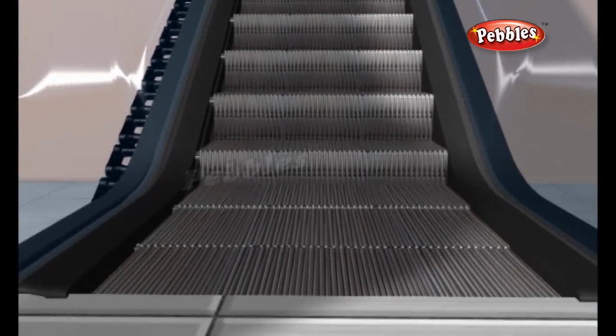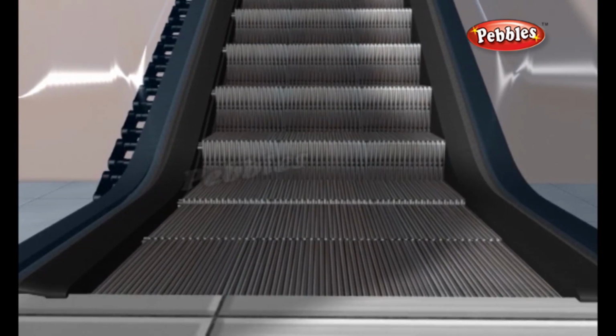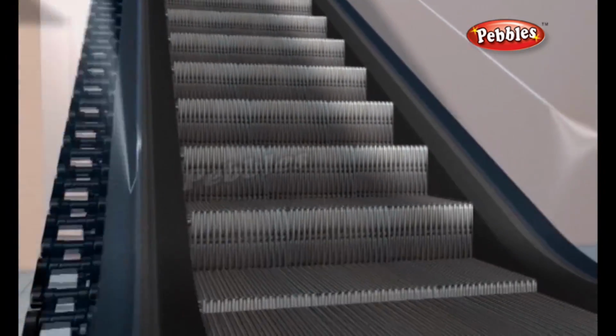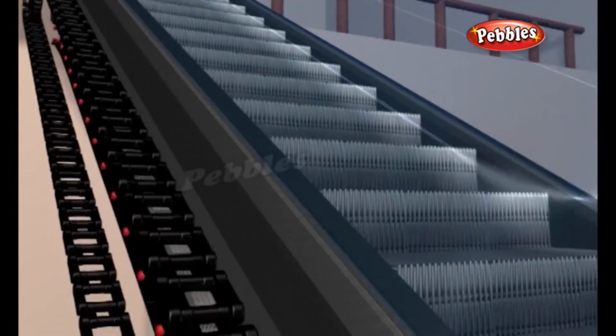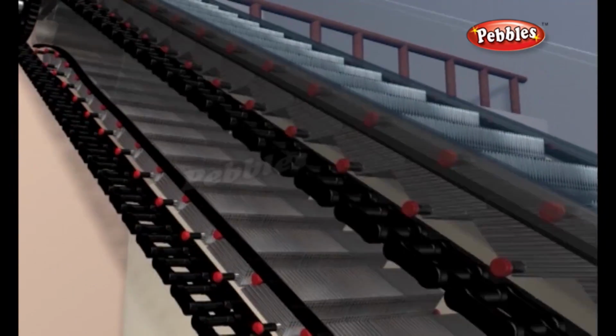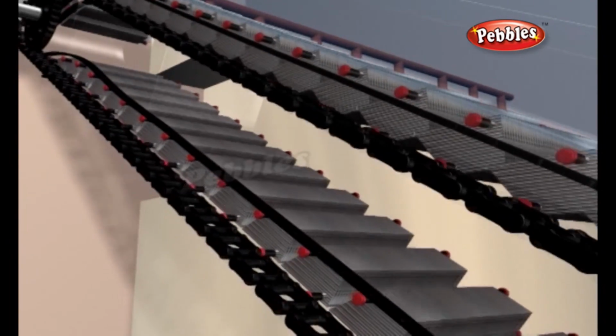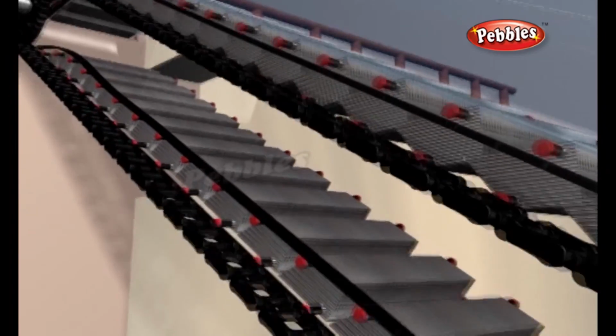This makes it easier to get on and off the escalator. In the diagram shown, you can see how the escalator does all of this. Each step in the escalator has two sets of wheels which roll along two separate tracks.